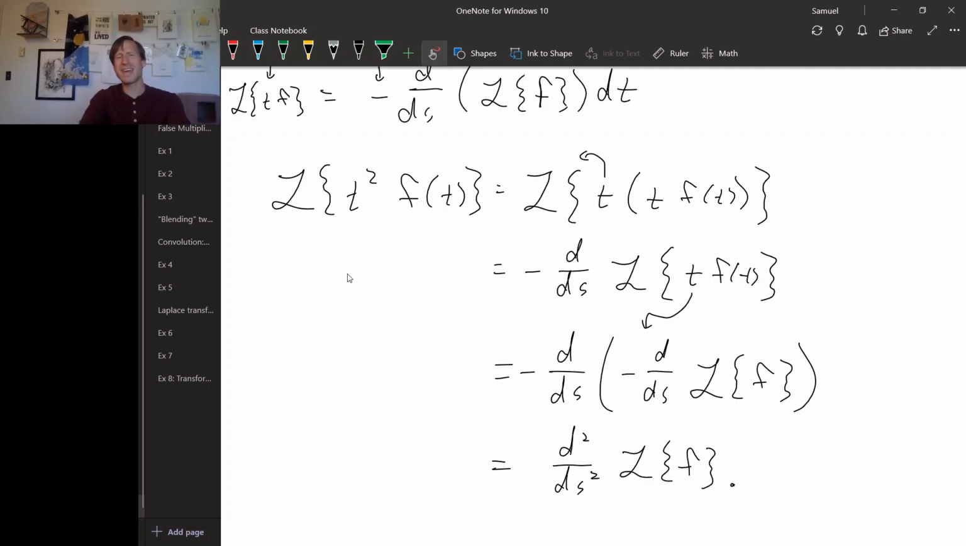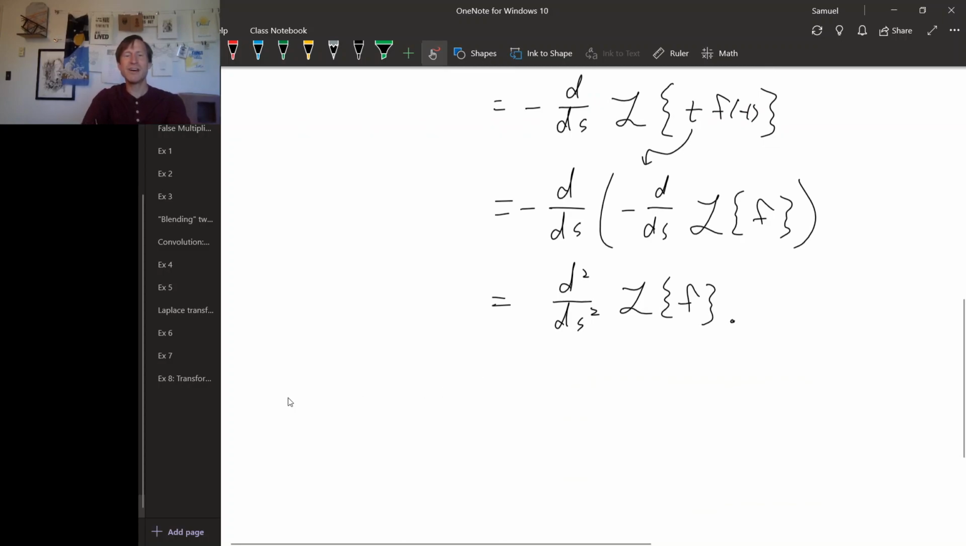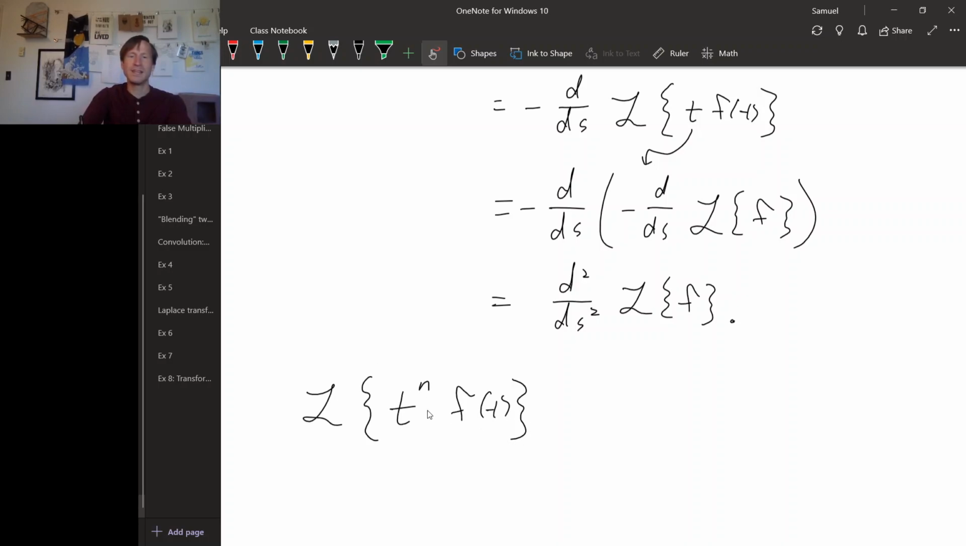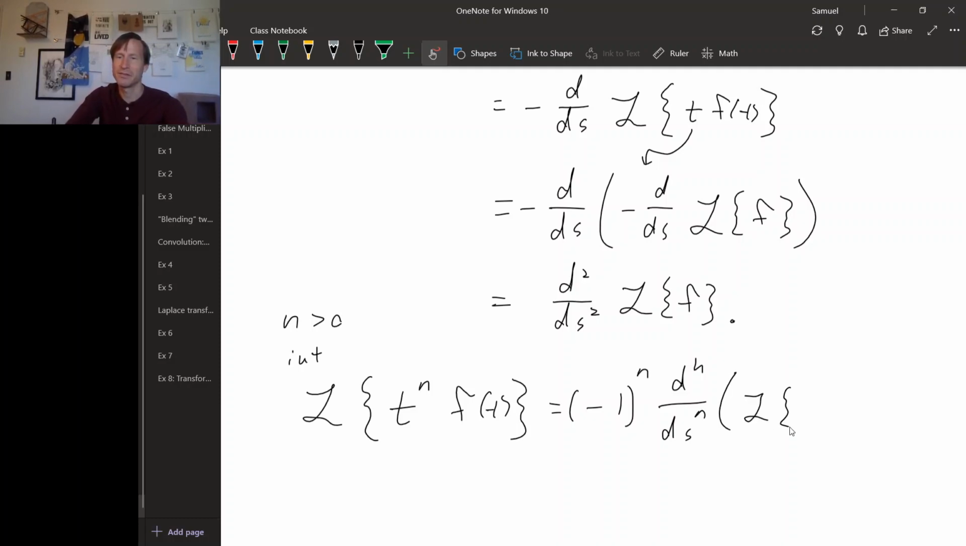You can see we could do this again with higher and higher powers of t. Every time you increase the power of t, you get an extra minus sign and an extra derivative with respect to s. So if you have t to the nth power times a function, and here n is a positive integer, what you end up with is n copies of minus 1, so minus 1 to the n, and then the nth derivative with respect to s of the Laplace transform of f.